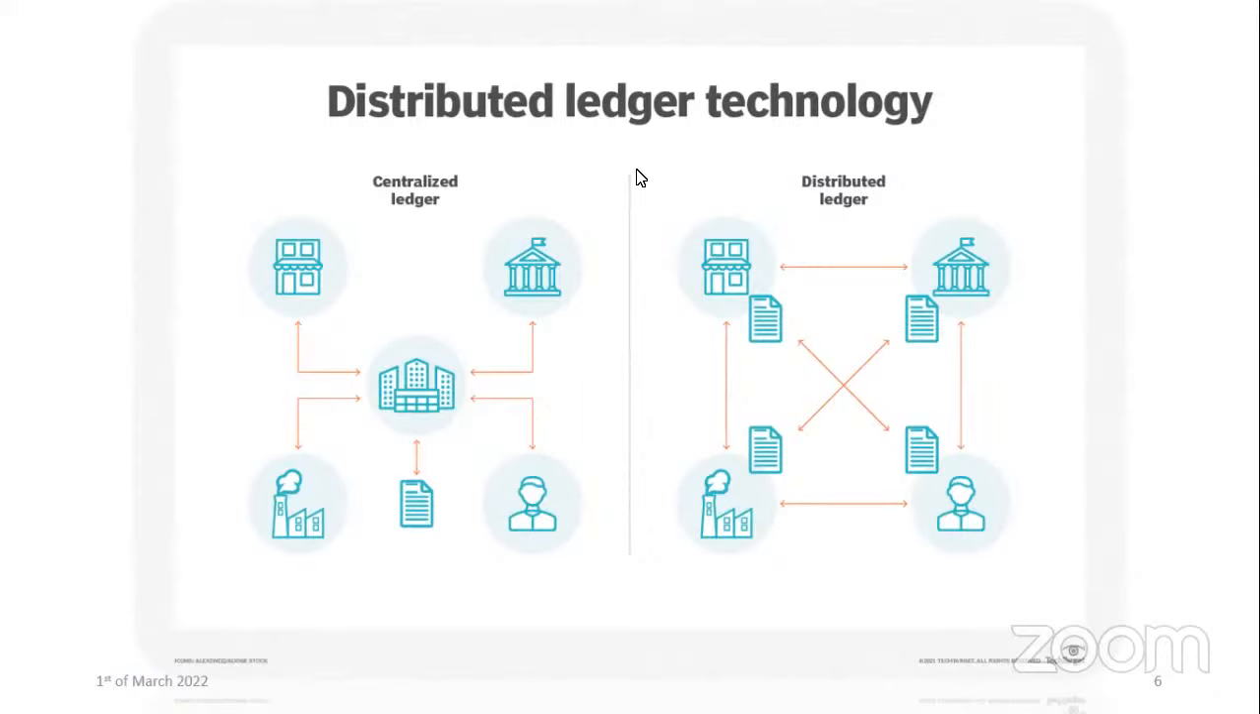If you look at the distributed ledger, we see that each client has a copy of the database, so there's no centralized system. Each copy can verify, and each copy can also make their own transactions.